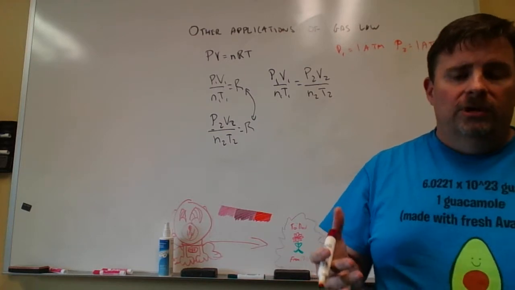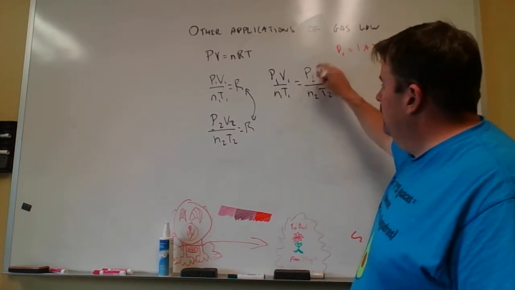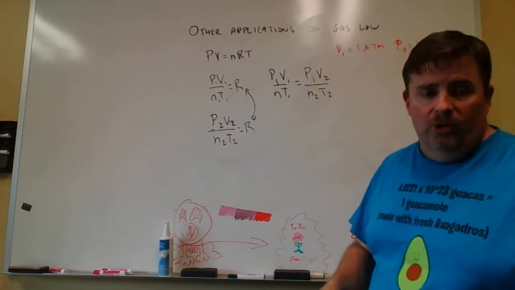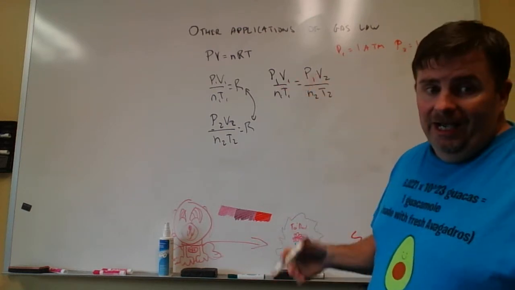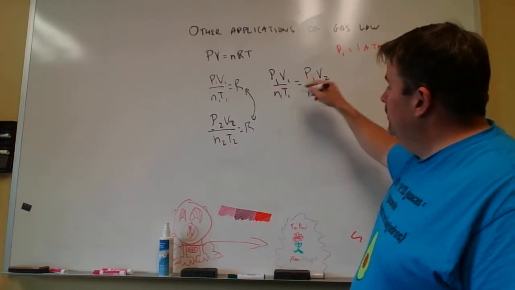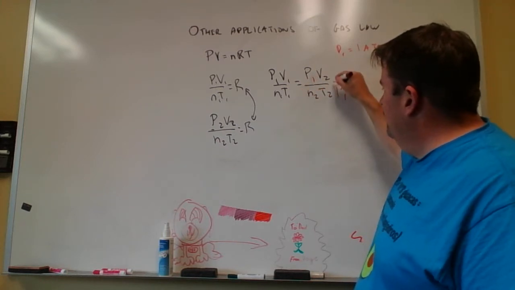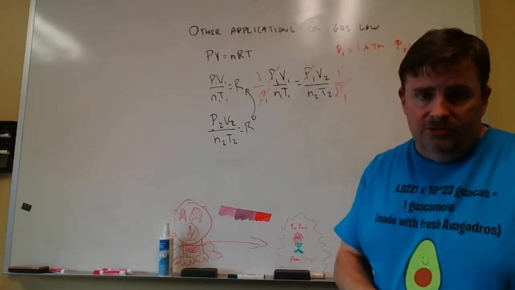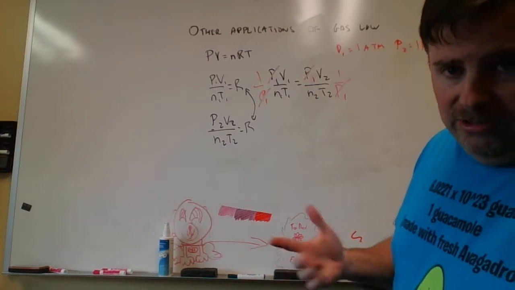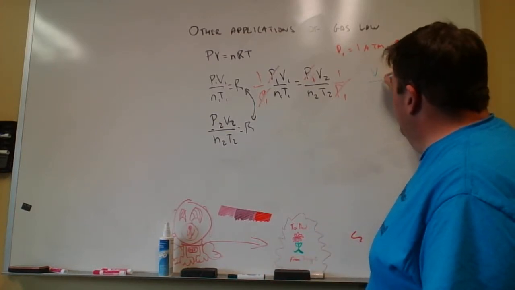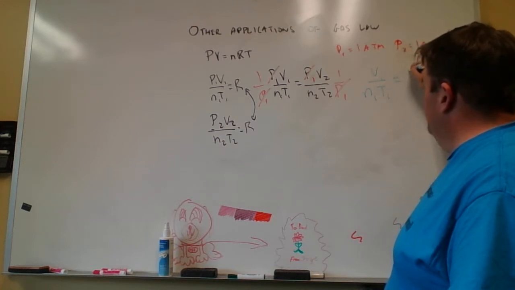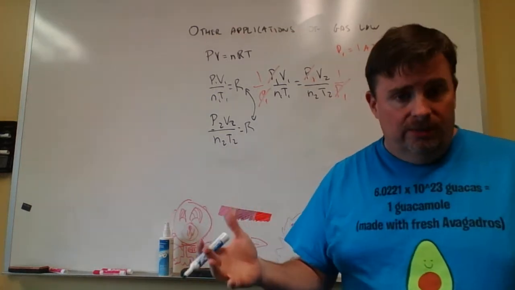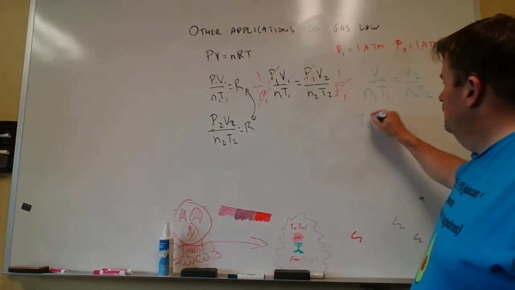That means that they're going to be equal. And what that means is that P1 is equal to P1 here, because P2 is equal to P1, so I can say that they're both P1. In this case, I can divide by P1. If I keep pressure the same, things cancel. So that now reduces it to a 3-variable problem where I have V1 over n1T1 is equal to V2 over n2T2.